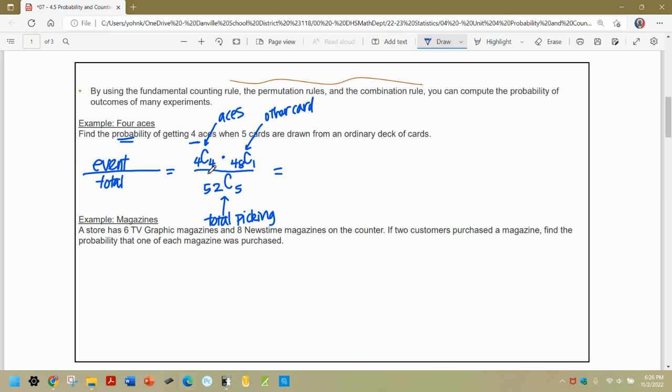So on the top, 4 choose 4 is one. It's kind of weird. If your n is the same as your r, then the answer is always going to be one. And then 48 choose 1 is 48. That's another weird thing: if you have n choose 1, the answer is just n. And then on the bottom, there are 2,598,960 different ways you can pick five cards.